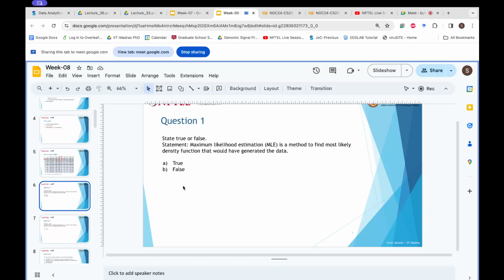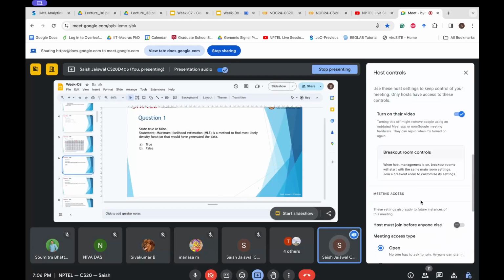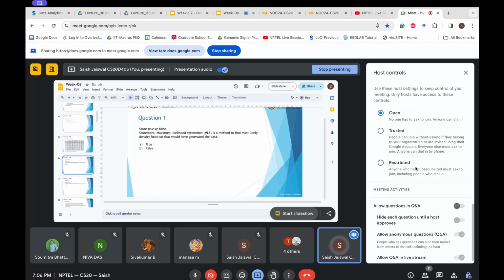Okay, so coming to a maximum likelihood estimation question, state true or false. Maximum likelihood estimation is a method to find the most likely density function that would have generated the data. Is it true or false? Let me start a poll and you answer via the poll. Don't answer in the chat.